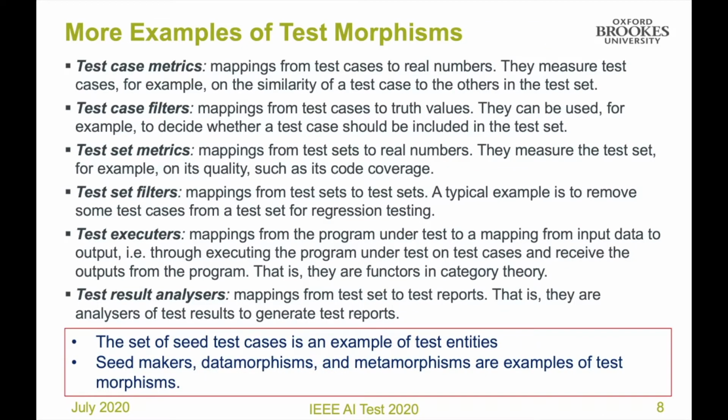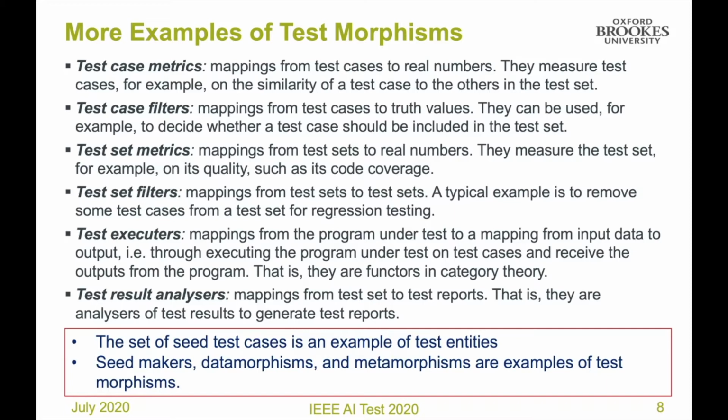There are other examples of test morphisms we found particularly useful for test automation. First of all are test case metrics, which are mappings from test cases to real numbers. Test case filters are mappings from test cases to Boolean values. Test set metrics are mappings from test sets to real numbers, like test coverage. Test set filters are mappings from test sets to test sets. For example, those algorithms to reduce test cases to a subset for regression testing are test set filters.